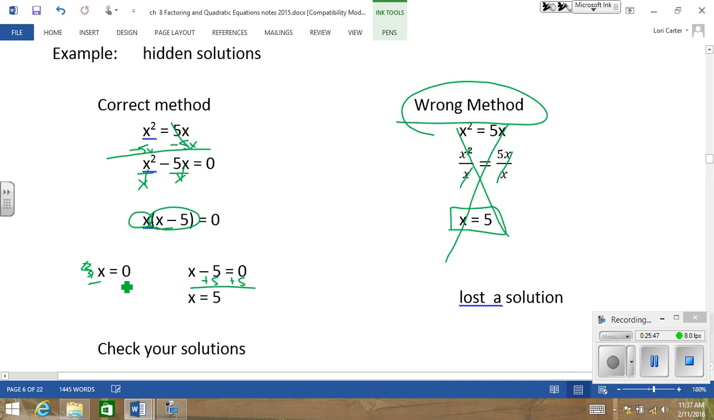Do you see how there's 2 answers? In your other way, you only got 1. Because x squared are those parabolas that cross the x-axis twice. There's always 2 answers. Well, not always, but most of the time there's 2 answers.